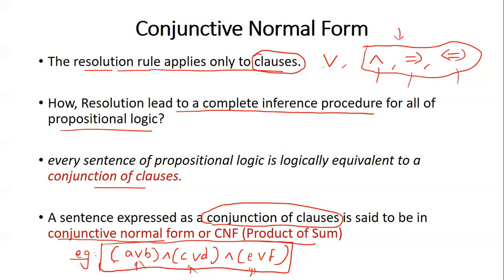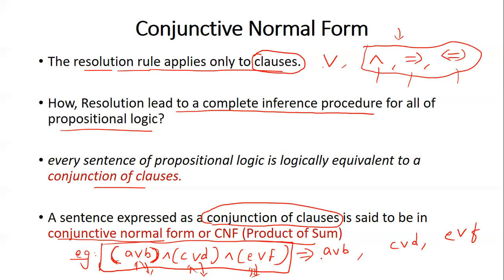Now you take each of these. This A or B alone, if you take, it is a clausal sentence. This C or D is a clausal sentence. E or F is a clausal sentence. Okay. So in this conjunctive normal form, there are three clausal sentences. A or B is a clausal sentence, C or D is a clausal sentence, and E or F is a clausal sentence.